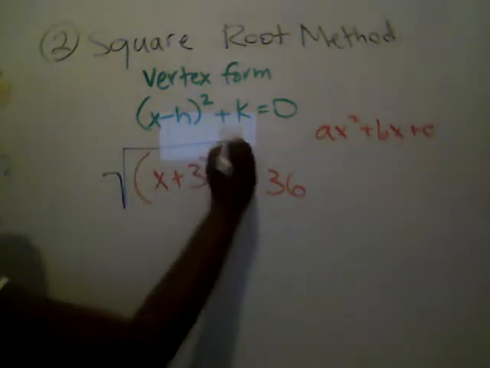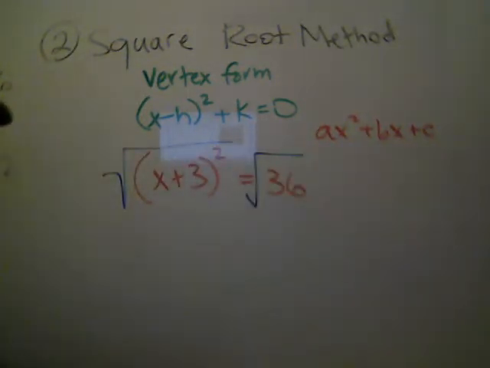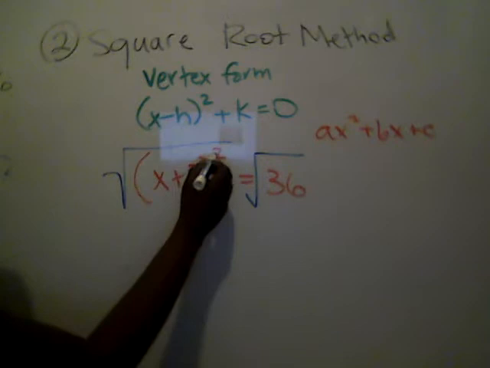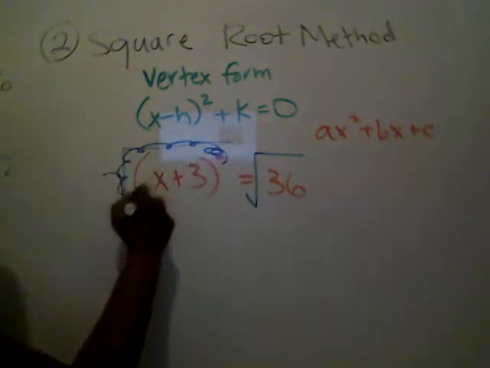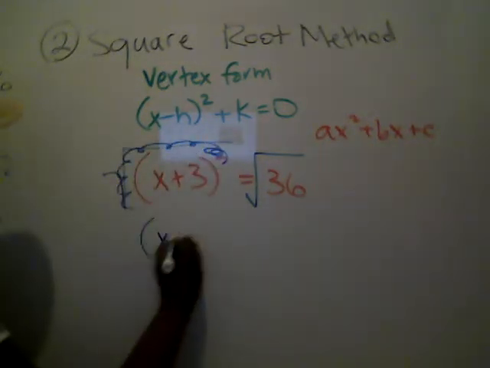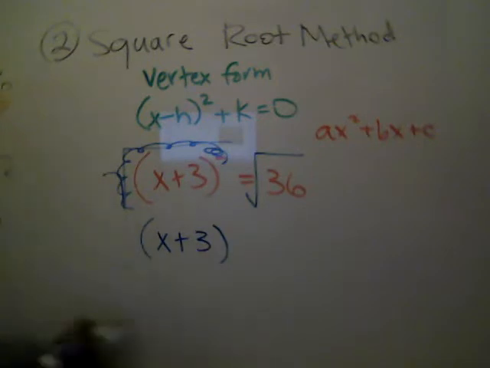So we're just going to literally do the square root of both sides. Okay, now the square root and the squared, they actually cancel each other out. So all we're left with over here is x plus 3. And you can write the parentheses, or you don't have to if you don't want to.